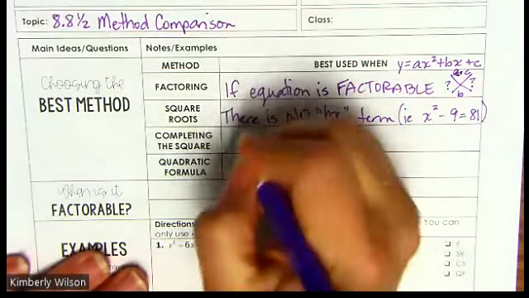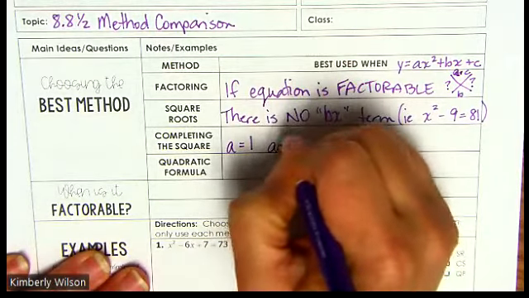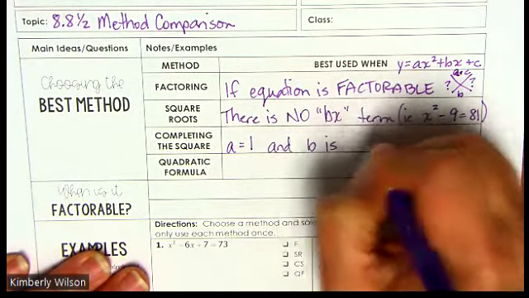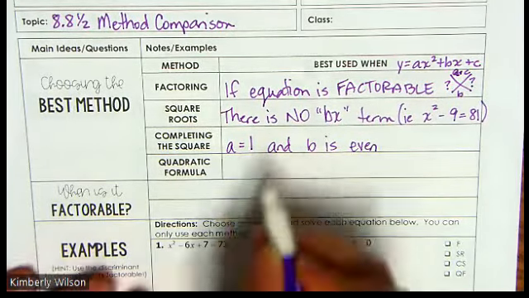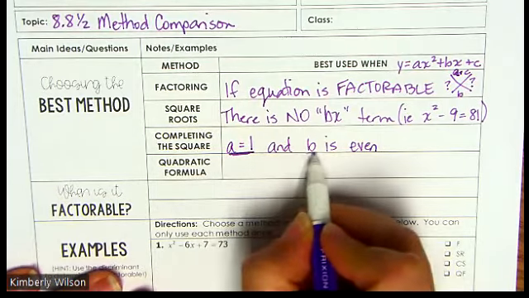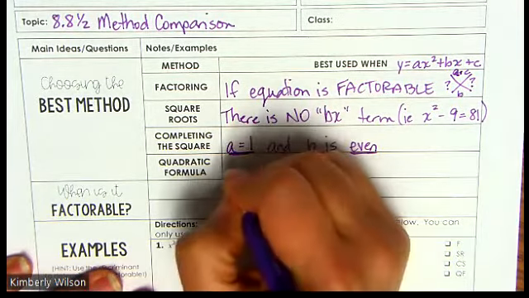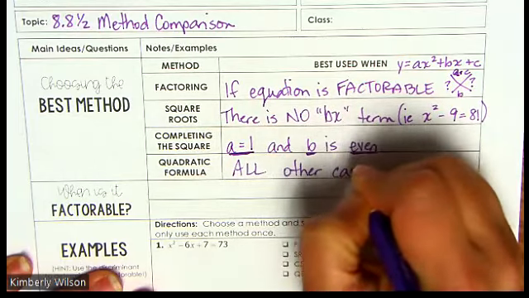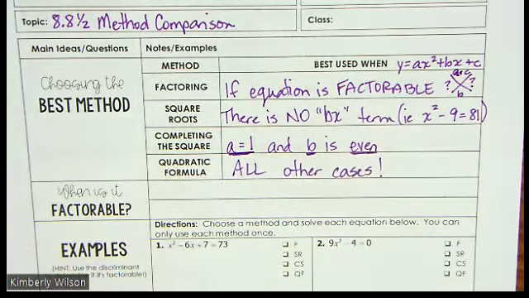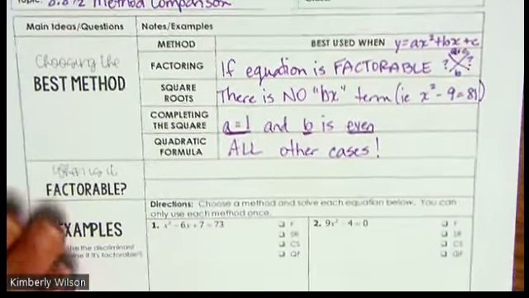Completing the square is when the A equals 1 and B is even. And last, the quadratic formula. This is for all other cases. The quadratic formula will always work, but sometimes it's not the quickest or the easiest way to solve, which you should have determined from the activity before.